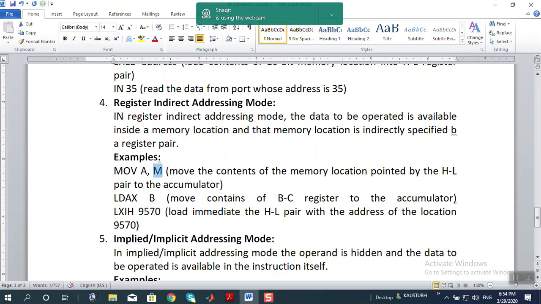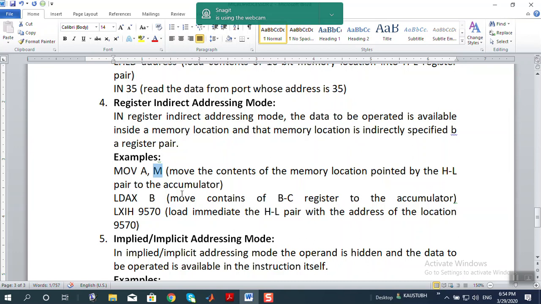Okay, so here, move, as you already know, means you are copying. What to copy? Some 8-bit data. Where to copy? To the accumulator. From where? From a memory location. But you are not giving the address here. You cannot give the address along with the move. Instead you are giving M. So this M indirectly specifies the memory location, provided that the address is in the HL register pair only.